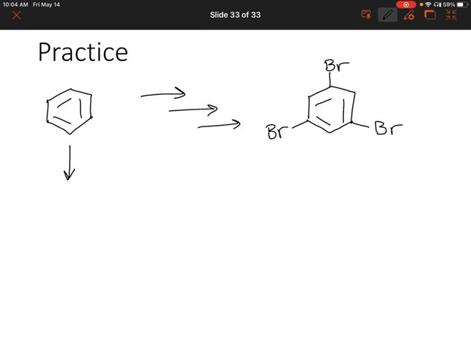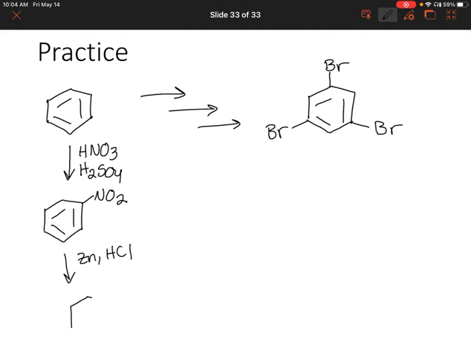Well, before we have our NH2 group, we have to add NO2 and then reduce it. So we'll use nitric acid and sulfuric acid. So that will add NO2. And then we'll reduce it using zinc and hydrochloric acid. Okay, so now we have aniline. And then we'll add Br2 and iron tribromide. And we'll add it in excess just to make sure that we're going to add bromine everywhere, or at least to the ortho and para positions.